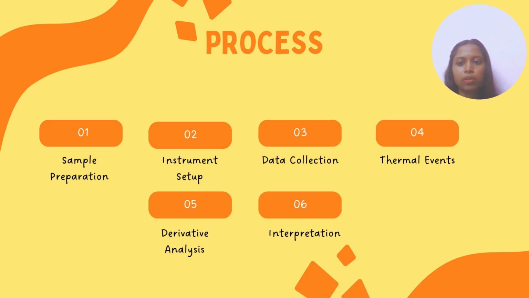The data is typically plotted as a TGA curve showing the percentage of the initial sample mass on the y-axis versus temperature or time on the x-axis. Fourth is thermal events. As the sample is heated, it may undergo various thermal events such as dehydration, decomposition, oxidation, or phase transition, which result in mass changes.